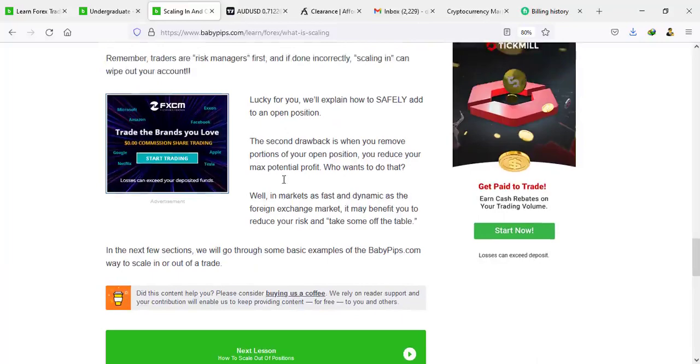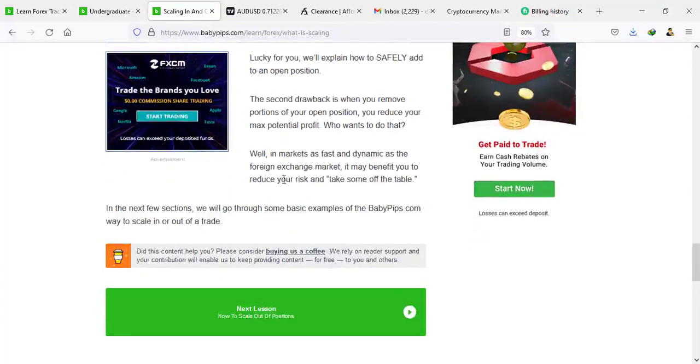So this is basically what we have learned about scaling. Scaling in and scaling out, you now know what it means. Scaling in, you are adding to your position. Scaling out, you are taking some profit and closing in on your positions, and also protecting your account capital.